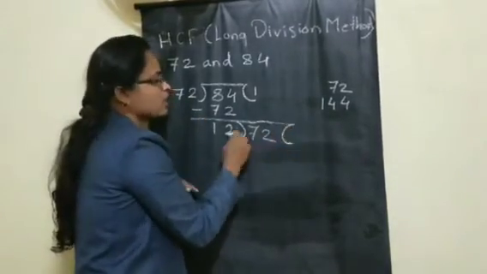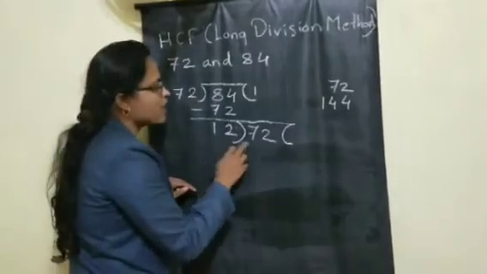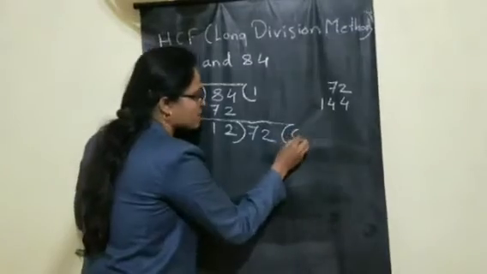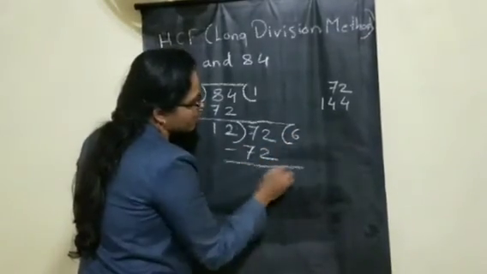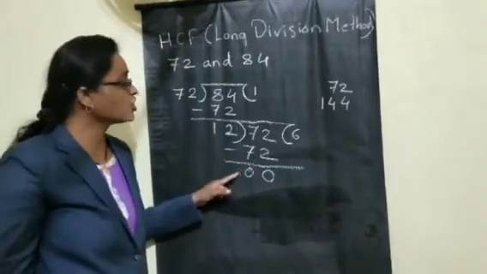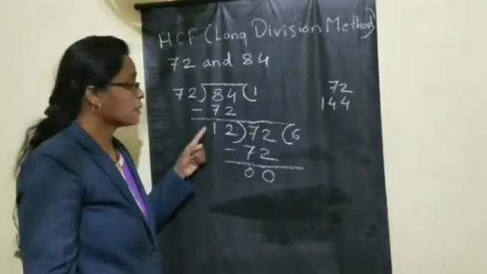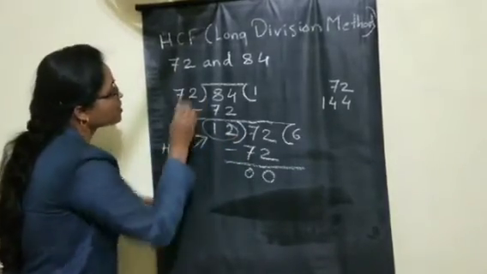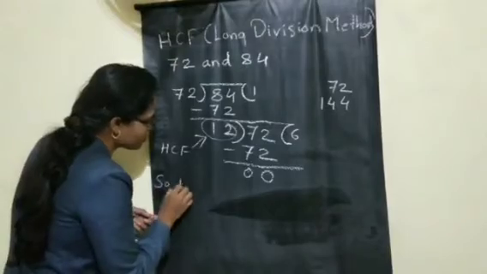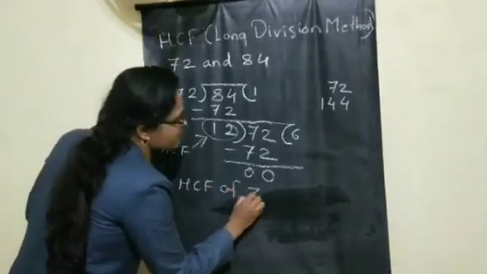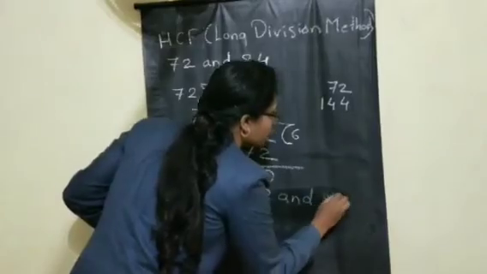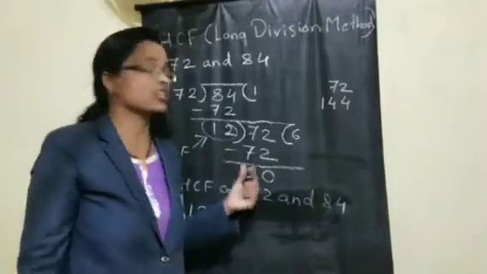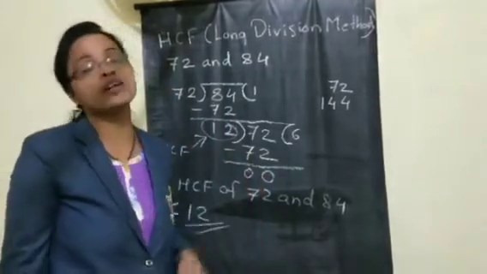Okay children, now let us do the division. Is 72 present in the 12 table? Yes. How much? 12 times 6 is 72, and we got the answer 0 here. By which divisor did we get 0? With 12. So this is our HCF. So you can write: HCF of 72 and 84 is equal to 12. Why? Because with that divisor we got 0 here. Till we get 0 we have to go on dividing.